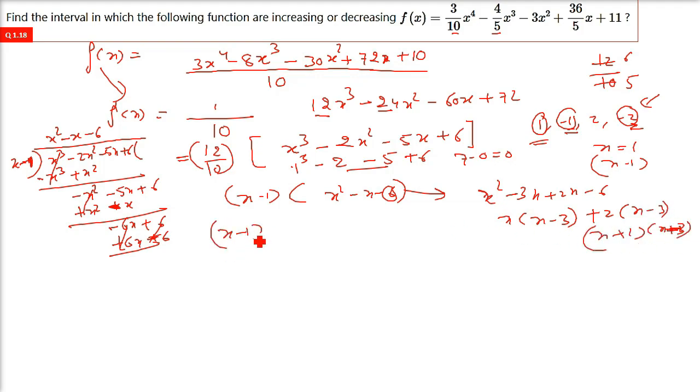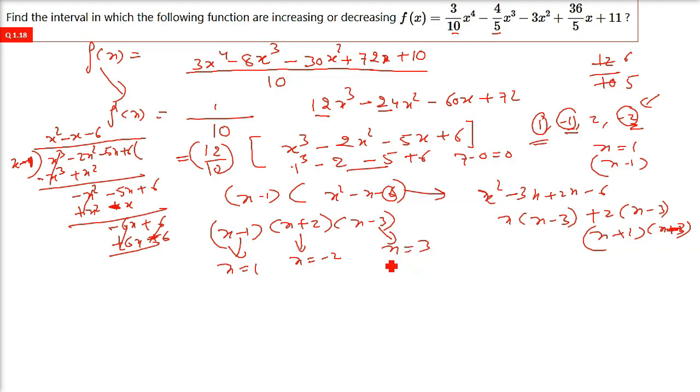X minus 1. We have not completed. We have just made the factors. We have not yet reached the increasing and decreasing discussion. So x minus 1, x plus 2 and x minus 3. What are the critical points? Just put this equal to 0. So x equals 1, x plus 2 equals 0, x is negative 2. X minus 3 equals 0, that is x equals 3. These are all the critical points.